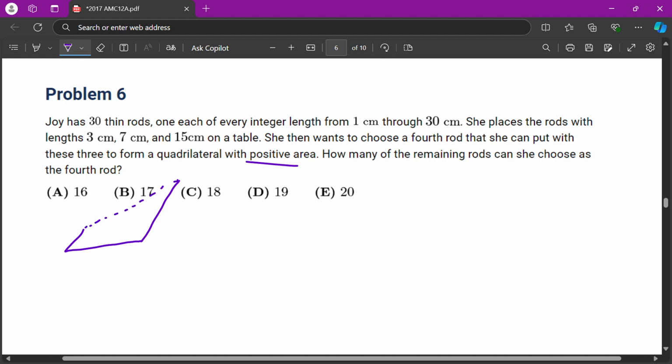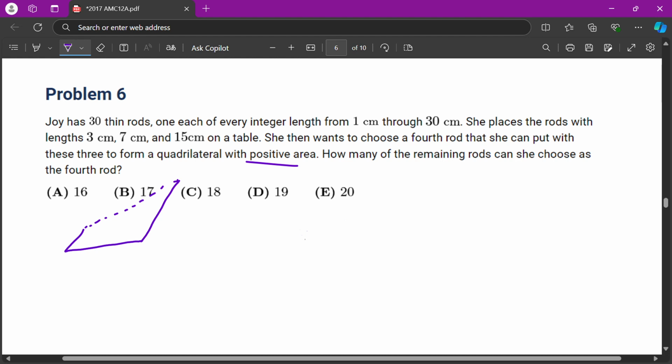Now why do we care about positive area? How can you get negative area? Let's see, you can get 0 area. Let's say there's a triangle with a side of 12, then you have a side of 6, and a side of 6. You're just gonna create a straight line. So that's a triangle with 0 area. We don't want that. We want to make, or at least Joy wants to make, a closed shape with some area. So how many rods can work as the fourth rod?